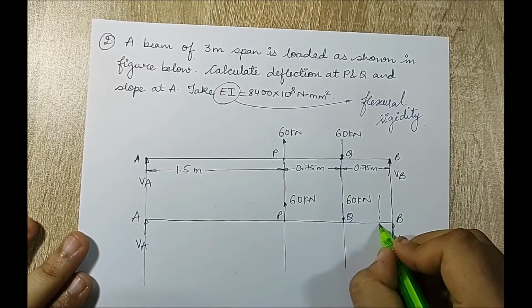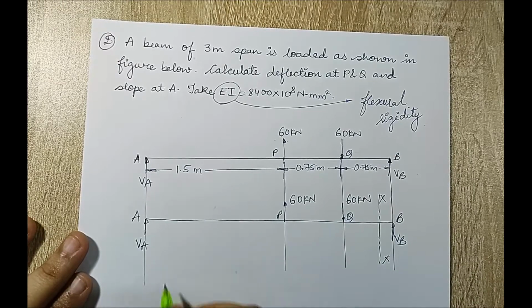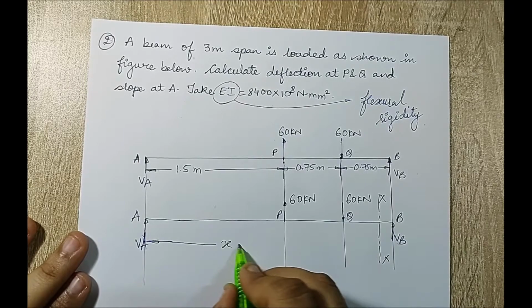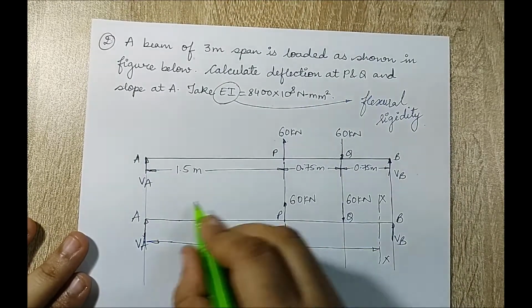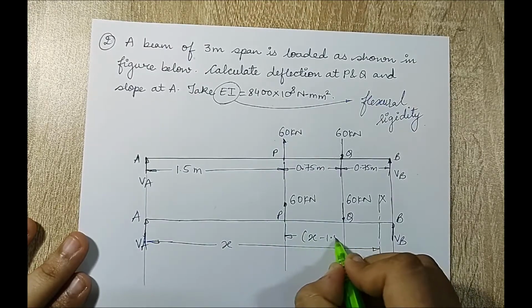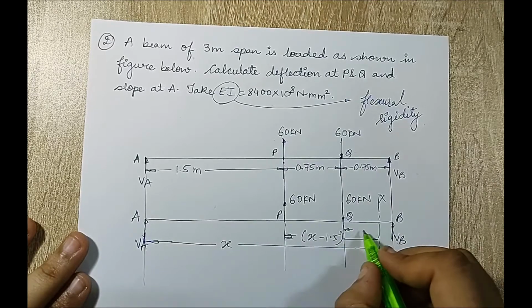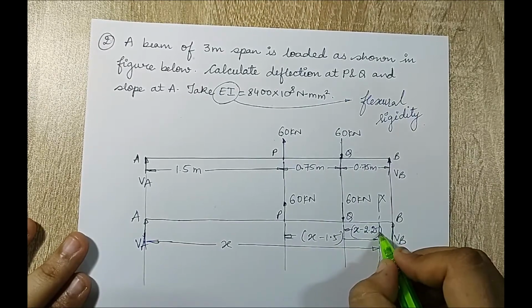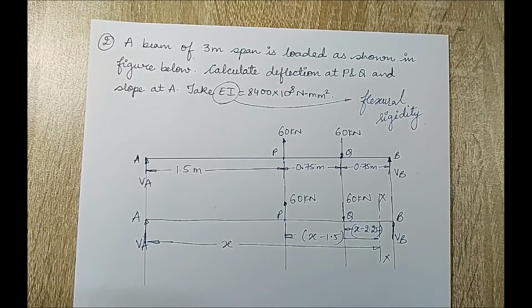So let us take a slider or section XX at a distance of say X from the end A. From the point P it will be X minus 1.5 and from the point Q the distance will be X minus 2.25. So this is how you are going to draw the diagram. Now I will start with calculating VA and VB.